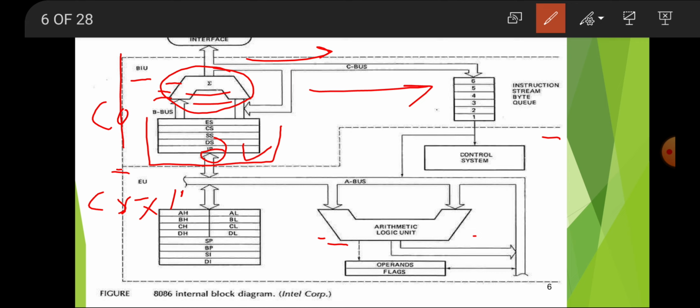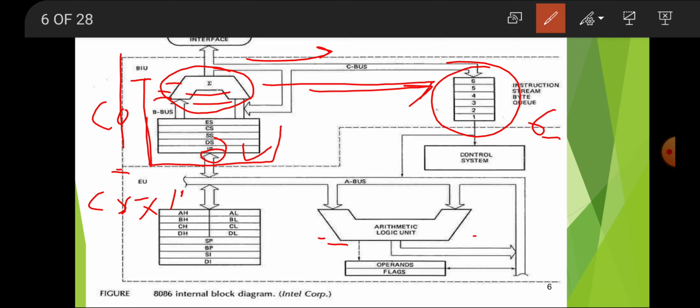Now when we have the address of that code segment, the instruction is fetched into this block. I hope you understand, here in the BIU, the first section. Now we will move to the instruction stream byte queue. This is nothing but 6 bytes of data. It stores only 6 bytes because the maximum instruction length is 6 bytes. So it can store 2 instructions, 3 instructions, or 1 instruction.